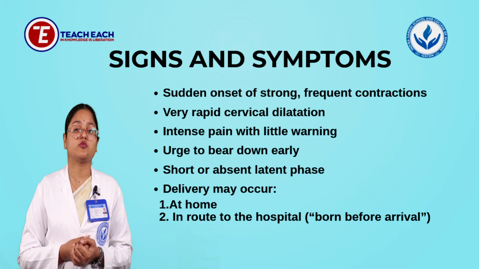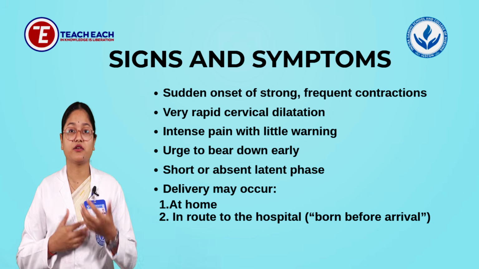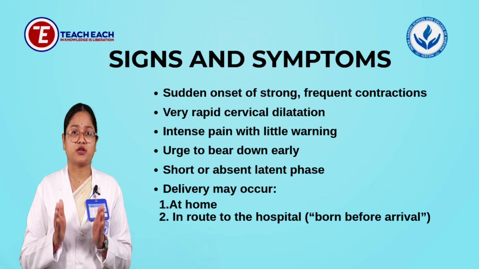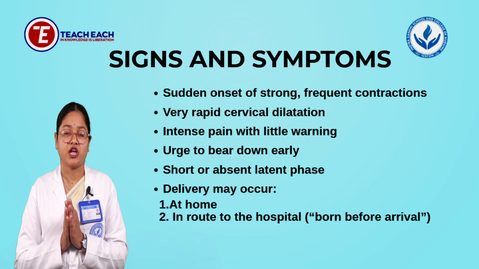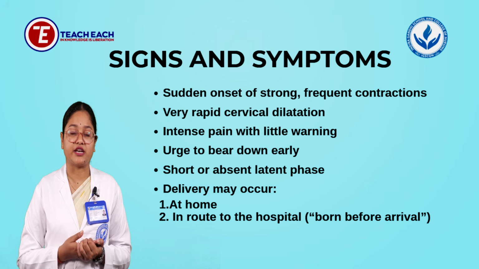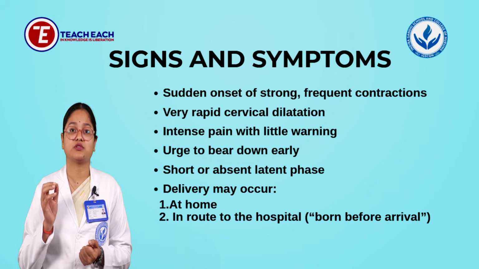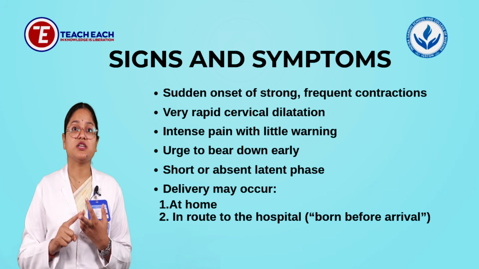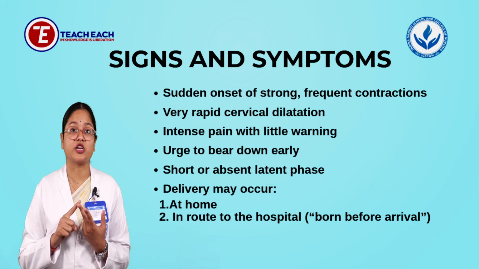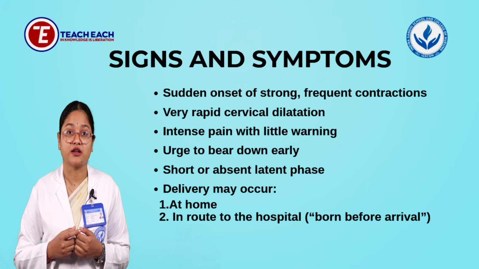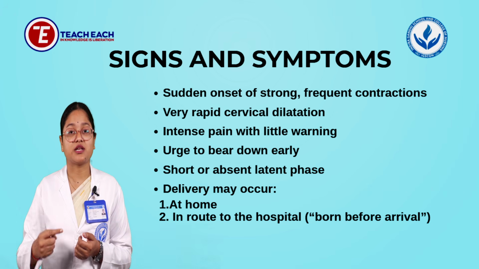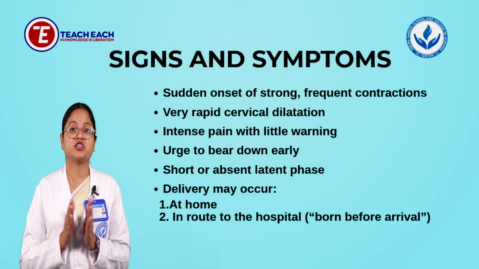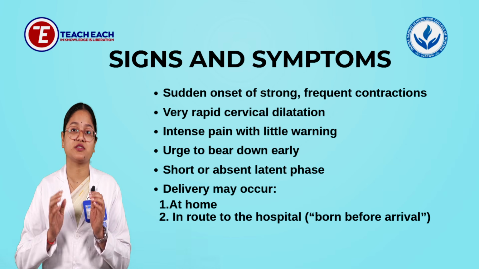Next we'll see what signs and symptoms a woman will present when she is going to have a precipitate labor. When the patient is in the first stage, we start maintaining the partograph. Every 15 minutes we need to take the vital signs of the mother and the FHS of the baby, and we need to do contraction counting whenever the patient is having pain. We need to count whether the patient is getting mild, moderate or severe contractions, what the duration is, and how much gap there is between each contraction.